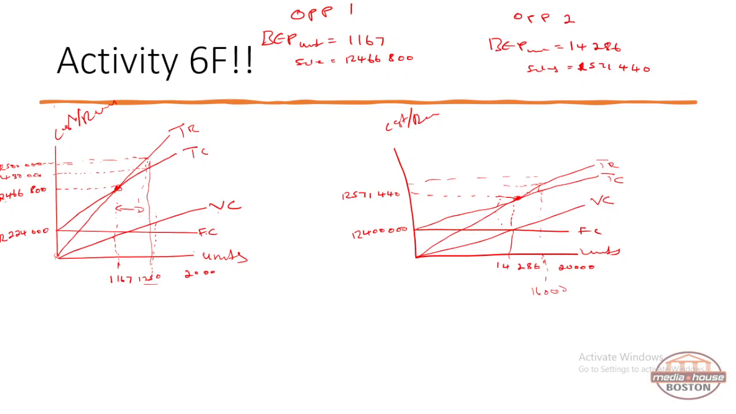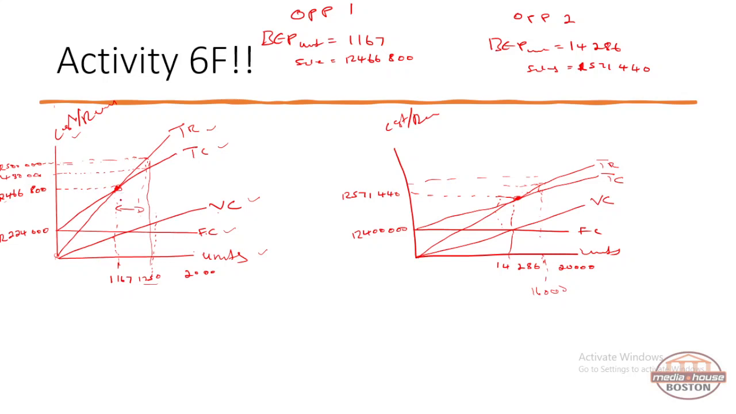So this is how you draw up your cost-volume-profit, or break-even analysis, graph. You only need the following items. You need your graph for total costs. You need your line for your total revenue. You need your line for your variable cost. You need a line for your fixed cost. And you need your x-axis and y-axis, where you're going to have your units, and then your cost and revenue.